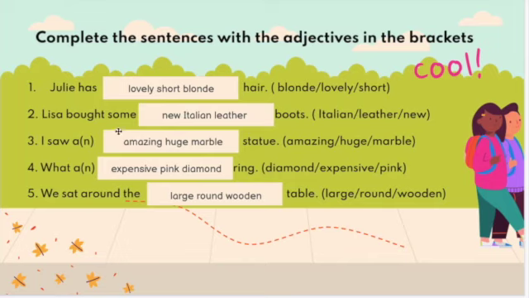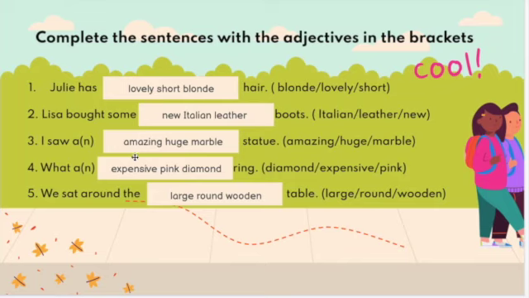And then Lisa bought some new Italian leather boots. So new is the age. Okay, Italian is the origin, and leather is the material. I saw an amazing huge marble statue. Amazing huge marble. So amazing is the opinion, huge would be the size, marble would be the material.